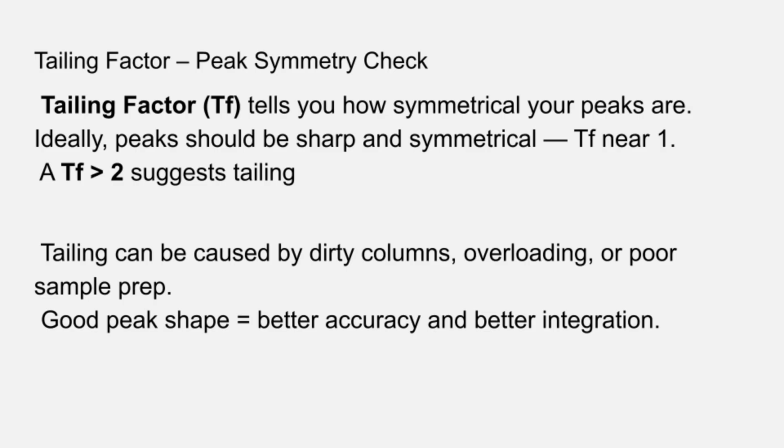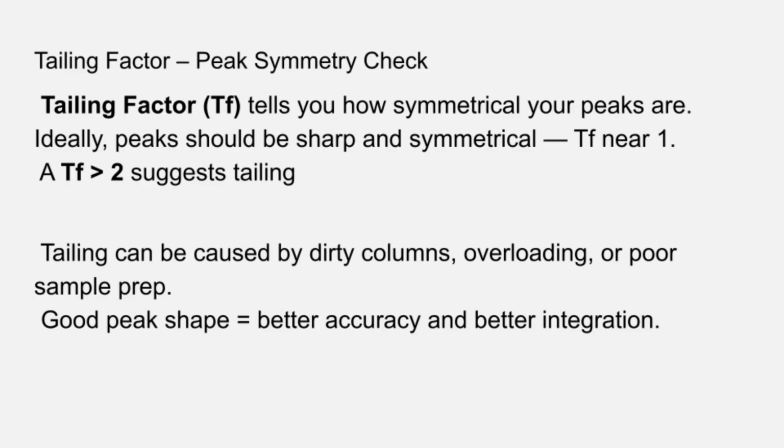Our next parameter is tailing factor. Tailing factor tells you how symmetrical your peaks are. Ideally, a peak should be sharp and symmetrical. A tailing factor near 1 is required. A tailing factor of more than 2 suggests tailing. Tailing can be caused by dirty columns, overloading, or poor sample preparation. Having a good peak shape means better accuracy and better integration.